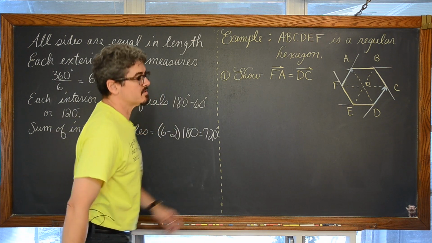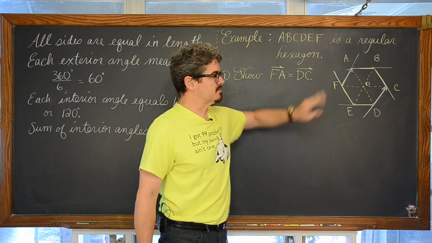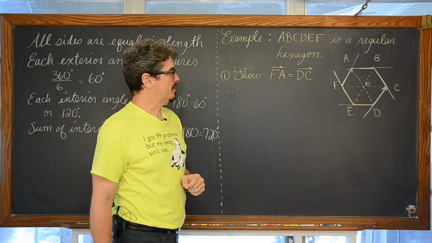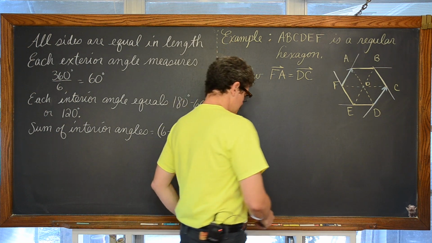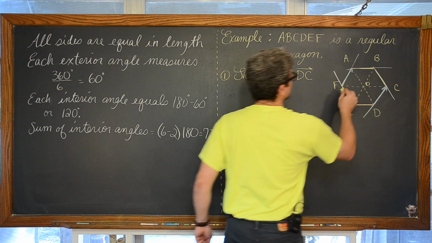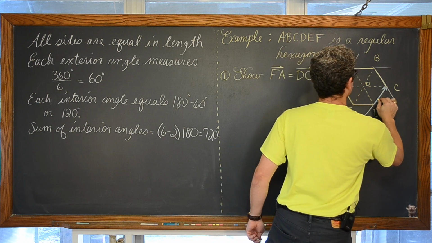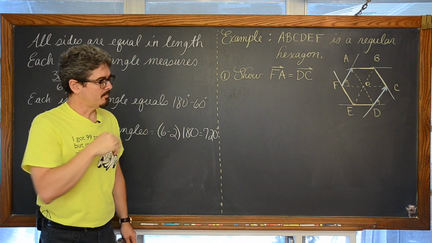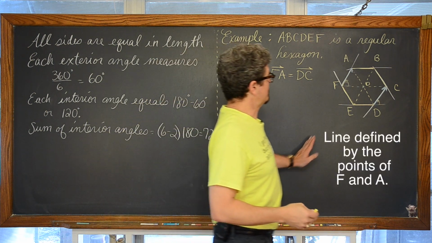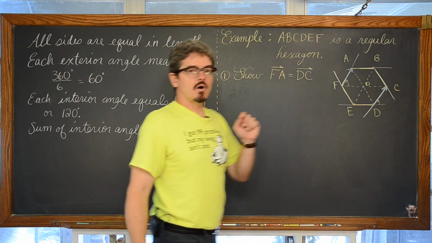Well, we have to show that not only the magnitudes of these two vectors are equal, but they're in the same direction. That this angle is the same as this angle. Basically, that those two lines, the line defined by the points of AB and the line defined by the points of DC, are parallel.